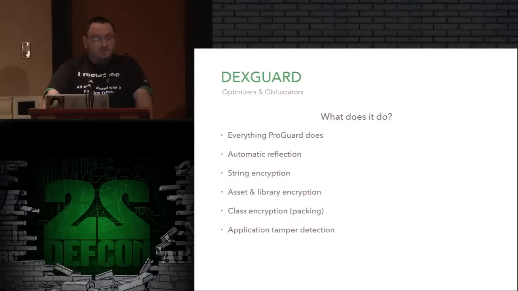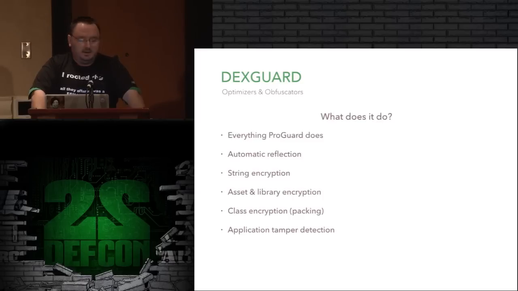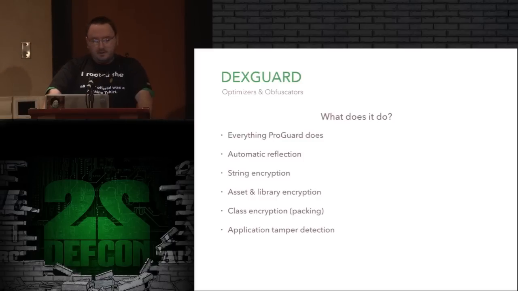Now what does it do? It does pretty much everything ProGuard does. Then it adds automatic reflection. It'll take your standard API calls and access them by reflection. This can screw with automatic analysis. It can make it a headache to look at, and it makes your app quite a bit slower. It does string encryption, which again, makes the app confusing. It's scary if you don't know what you're looking at, and slows the app down.